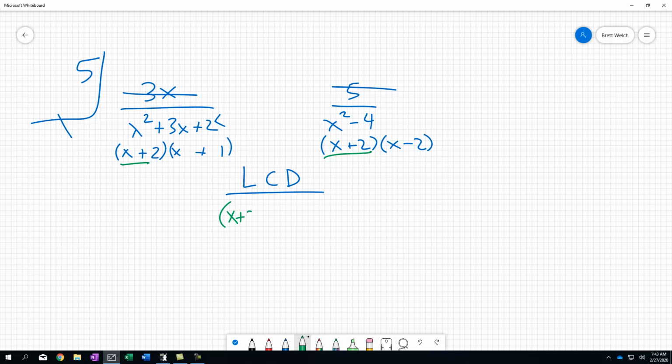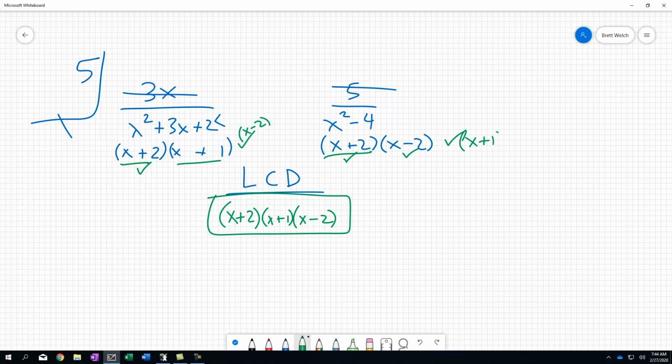And so I need an x plus 2, but one x plus 2 covers both of those. I still have to come up with the x plus 1 and the x minus 2. Question is, could you create this denominator here with this guy and this guy using only multiplication? The answer is yeah. This guy would still need an x minus 2 multiplied, and this guy would need an x plus 1 multiplied. That's an easy production to do.